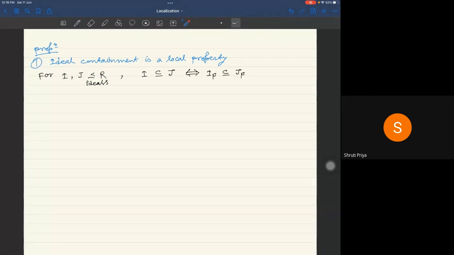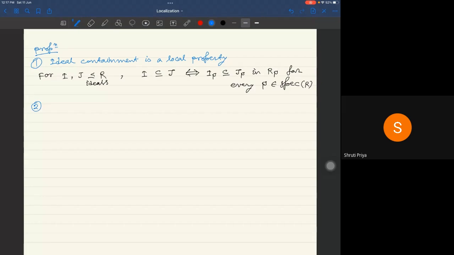So of course here I and J both you can consider as R modules, right? So of course this localization makes sense, or you can consider it in this way. So it is nothing but S inverse J. What is S? It is just R minus P. Is it fine? So you have this containment in R localized at P for every prime ideal P of R. Okay, so this is one example.